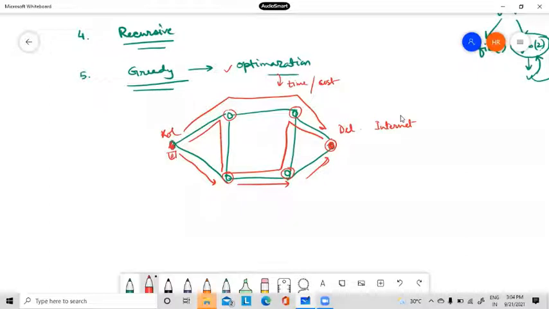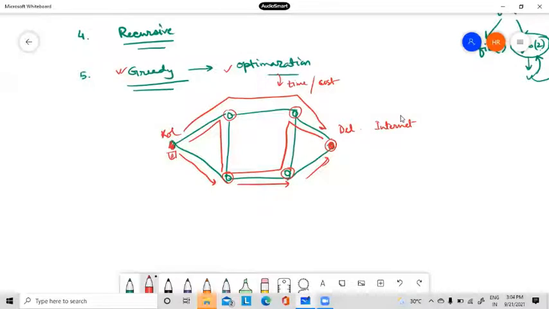In this type of algorithm, we try to find the local minimum or optimized solution, which is then converted into the global minimum or global optimization. And this type of algorithm is called a greedy algorithm.